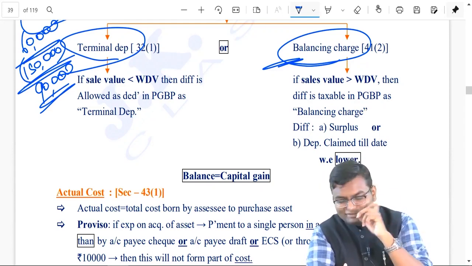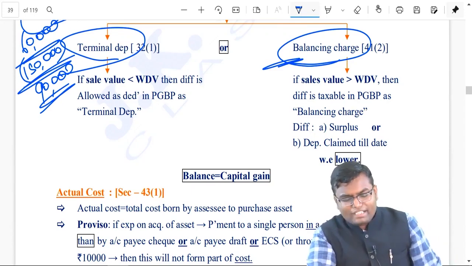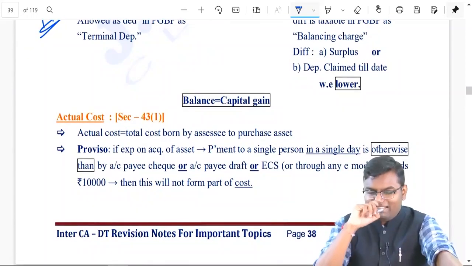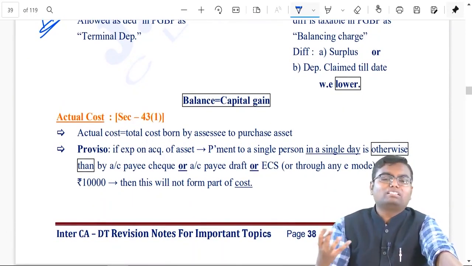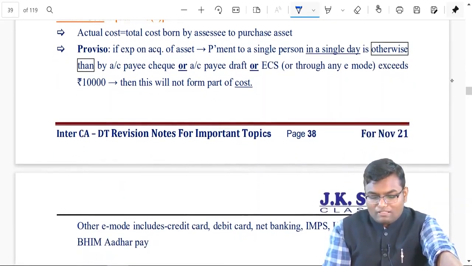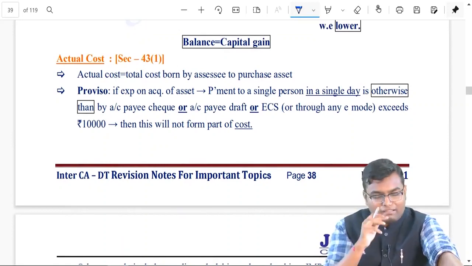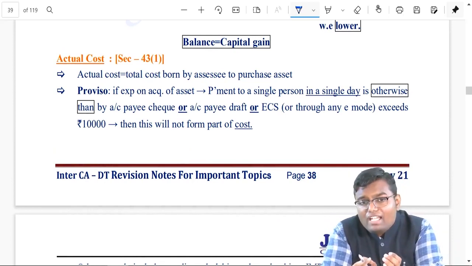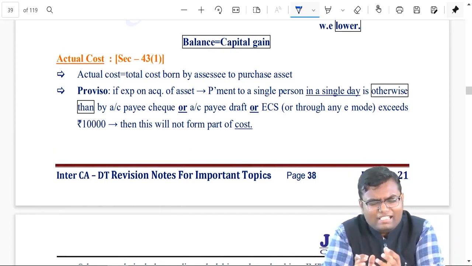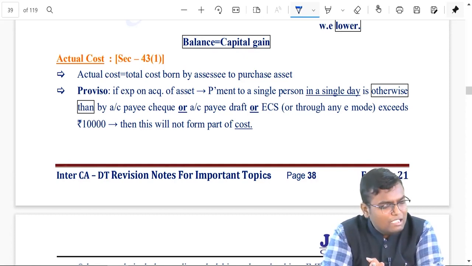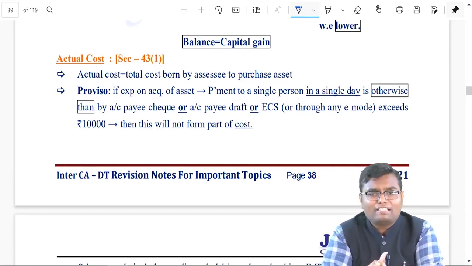Now the last question that arises is, sir, while calculating the depreciation, what is actual cost? What do we add into the block? It is the total cost incurred by the assessee to purchase that particular asset. But here, one small proviso is there, a very important proviso, which has been asked in the recent July 21 exam also. And the proviso is, if you acquire any capital asset, any depreciable asset, and the payment you are doing is in excess of rupees 10,000. Payment is done to a single person in a single day in excess of rupees 10,000.